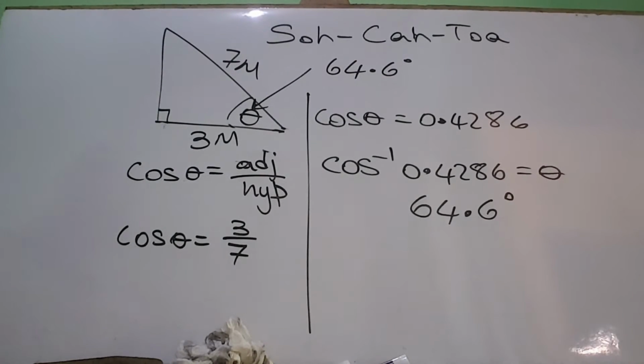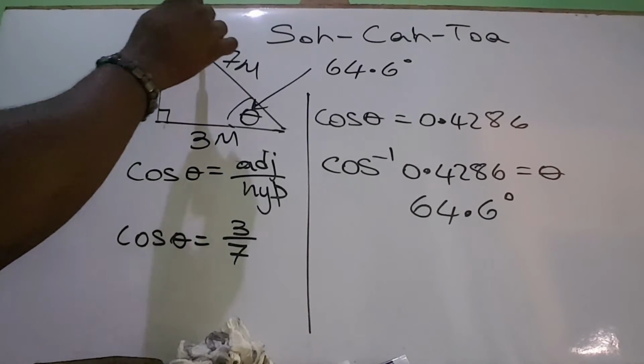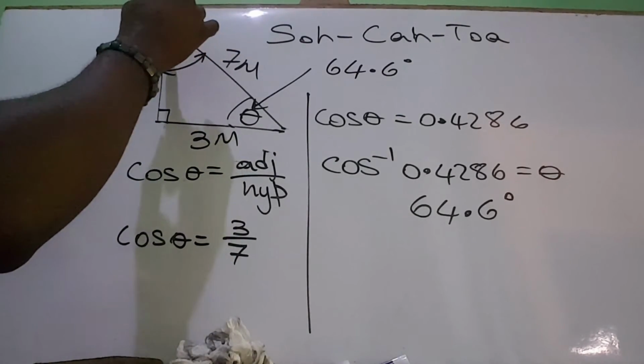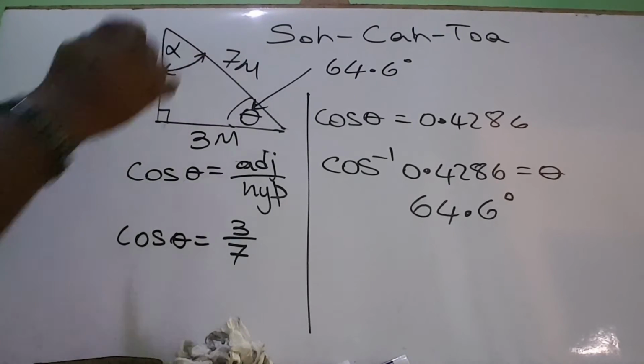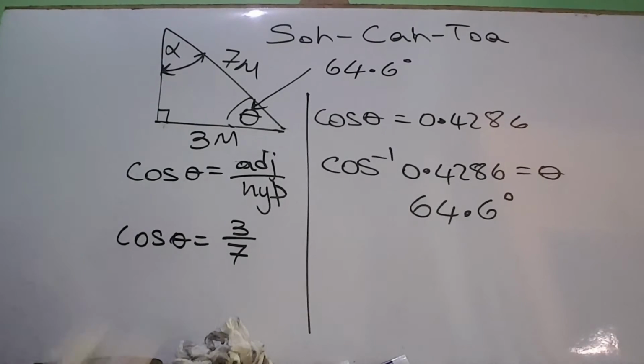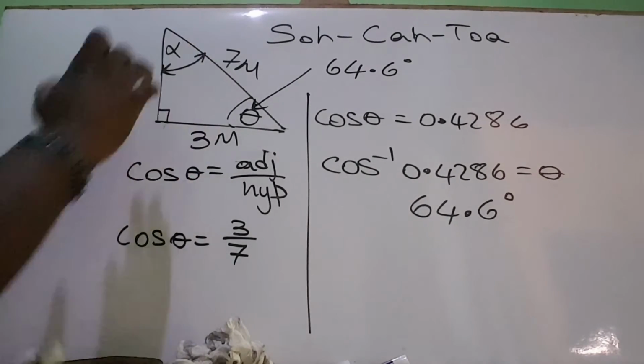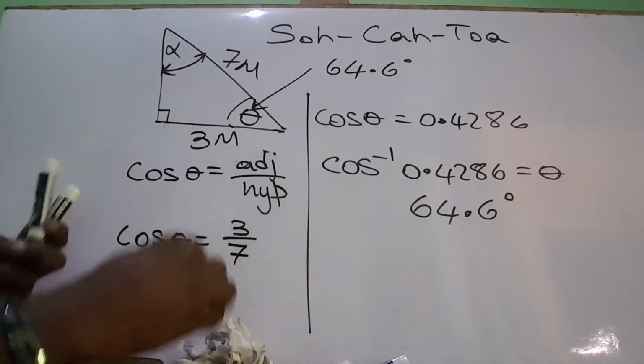Alright, what we could do here, we could try to find this angle too, to see if what we did was correct, right? What could this angle be? So I'm going to call this angle alpha. Now already we would have an idea that if this is 64.6, then yes, that angle is going to be 90 minus 64.6. So we're looking for 25.4 as that angle. But let us just see if this works out.